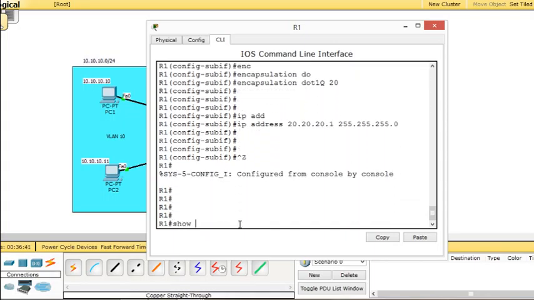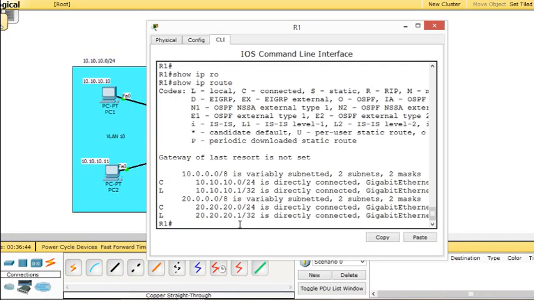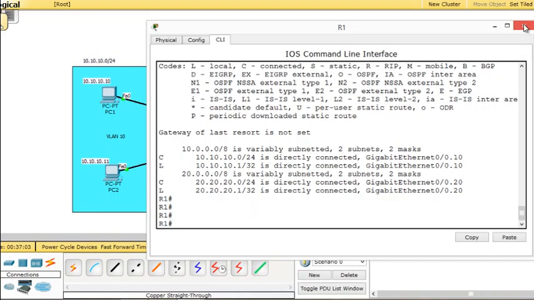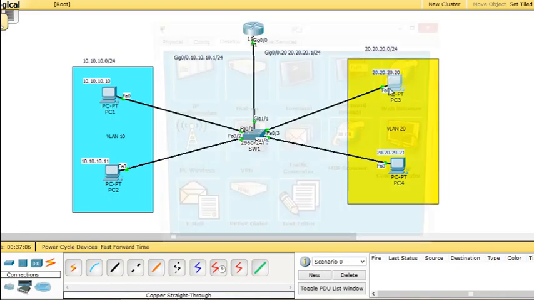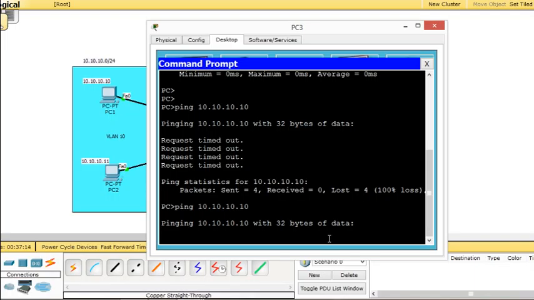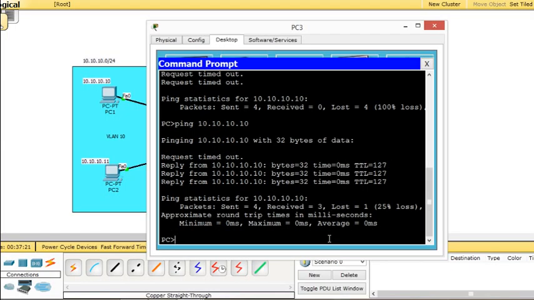And now let's see if these subnets are added to the routing table. We can see that we have two directly connected networks. This is 10.10.10.0 and 20.20.20.0, and they correspond to the sub-interfaces we created. So now I think everything is fine, and we can check if the inter-VLAN routing is working. Let's repeat our ping command from the host in VLAN 20 to the host in VLAN 10 and see if we have communication between them. Okay, we see now that the ping is okay, and we have communication between hosts. It means that our router on a stick method for inter-VLAN routing works.